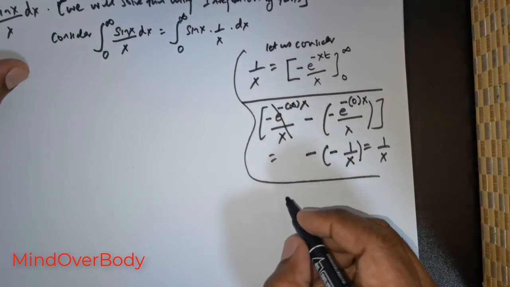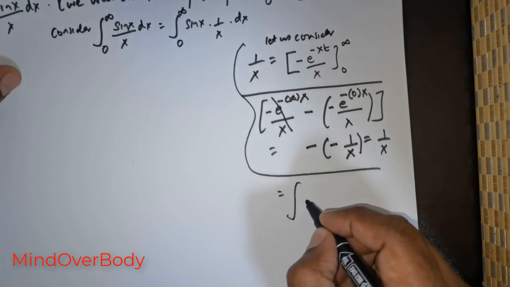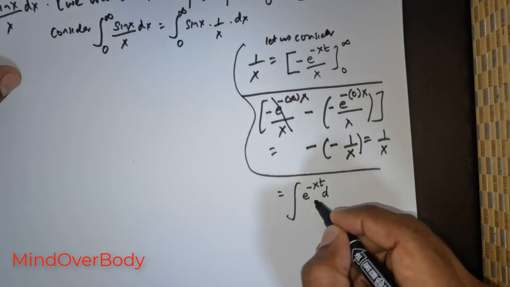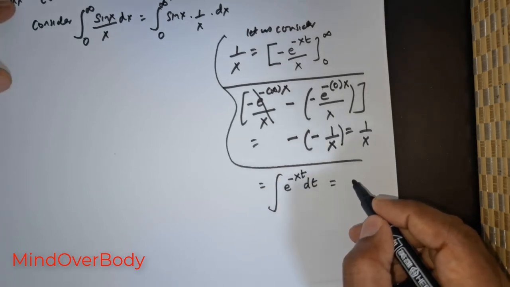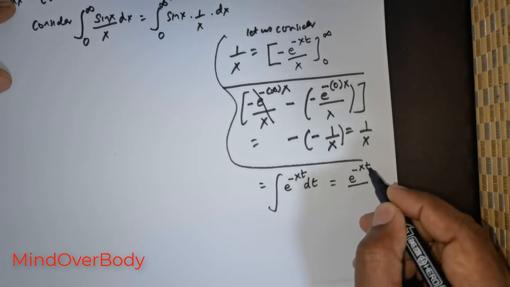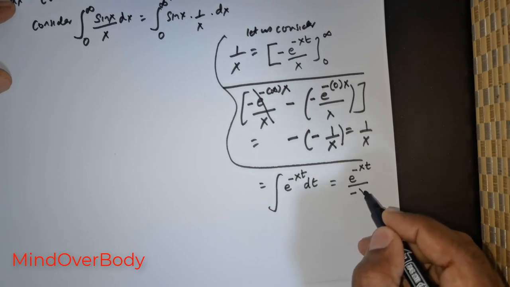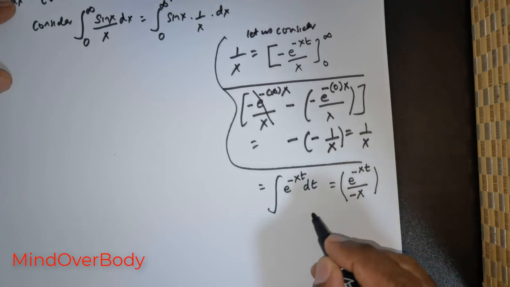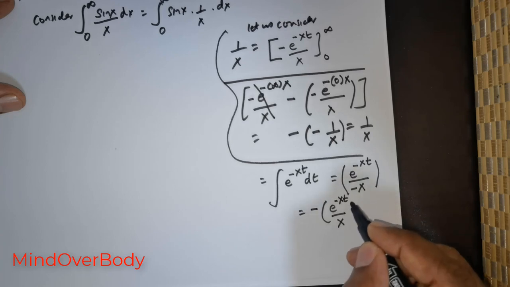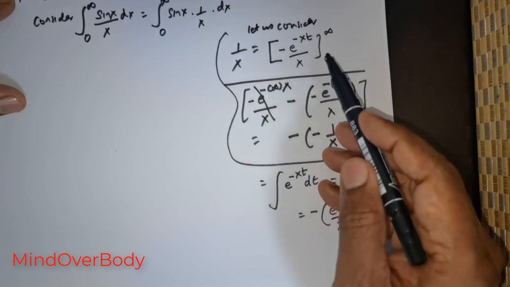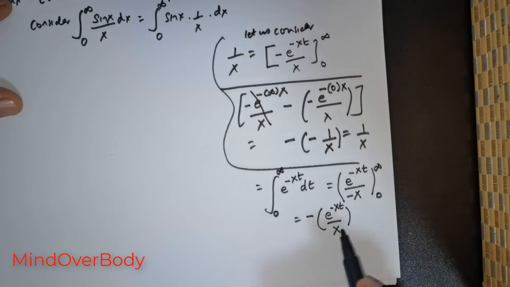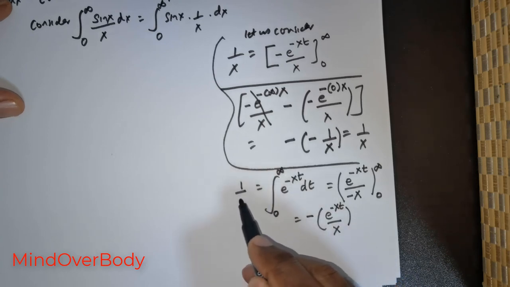Now, how did I get this representation? I got it by integrating e raised to the power of negative x times t, dt. If you integrate this, you get e raised to the power of negative x t divided by the coefficient of t, which is negative x, so you place the negative x there. This can be rewritten as negative e raised to the power of negative x times t divided by x. Right? Now I need the limits 0 to infinity, so just place the limits 0 to infinity. So now I have got a new representation for 1 over x.